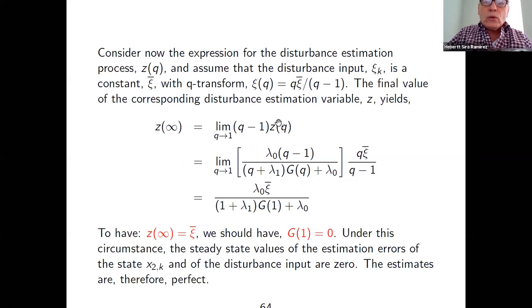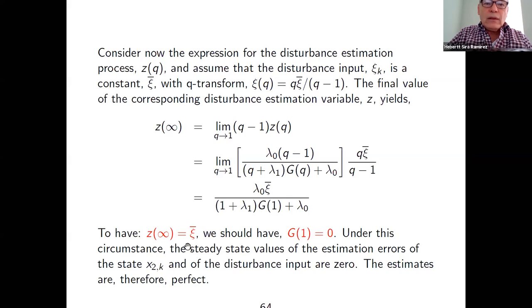So with this in mind, we have straightforwardly applied the final value theorem to the estimate of the disturbance variable in terms of the transfer function that we just saw in the last slide, and we obtained this expression. When Q goes to one, which is the natural way to obtain the final steady state value of the variable C, which is estimating the disturbance, there is a cancellation of the transfer function of the constant disturbance, which has an amplitude psi bar, and it has this transfer function. When you cancel that, you get G of one in the denominator. And you observe very simply that if G of one were zero, then lambda zero cancels and the amplitude of the constant disturbance becomes equal to the steady state value of the disturbance estimate.